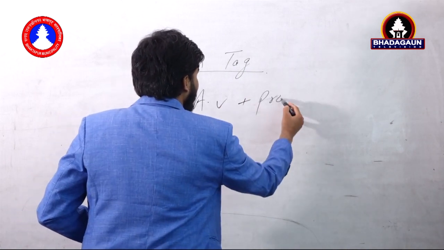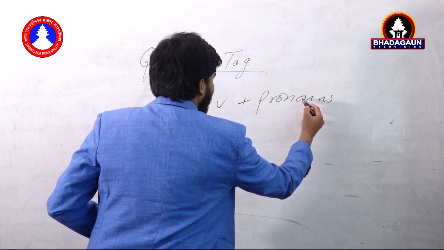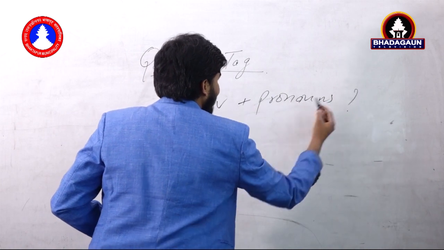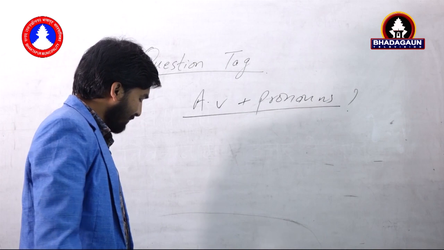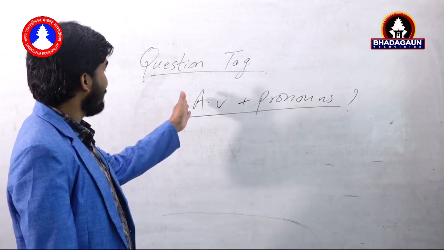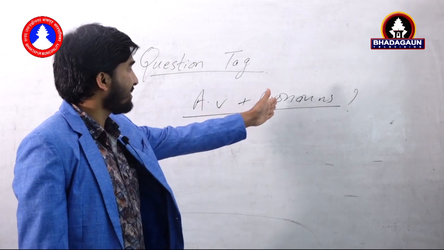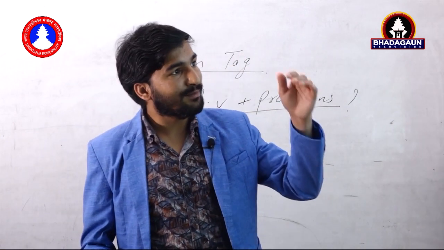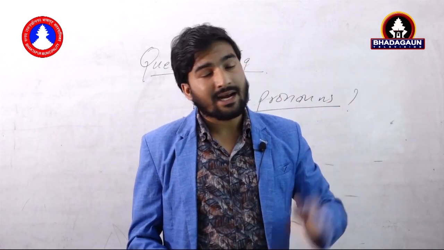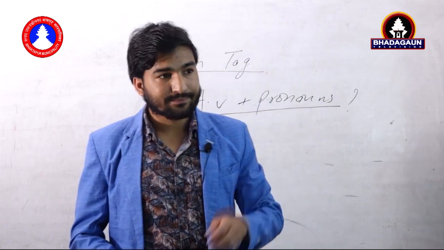So these two things we need, and finally there will be the question mark. We have to identify the auxiliary verb as well as the pronouns. That's why I have given here what auxiliary verbs are and what pronouns are used in the tag.